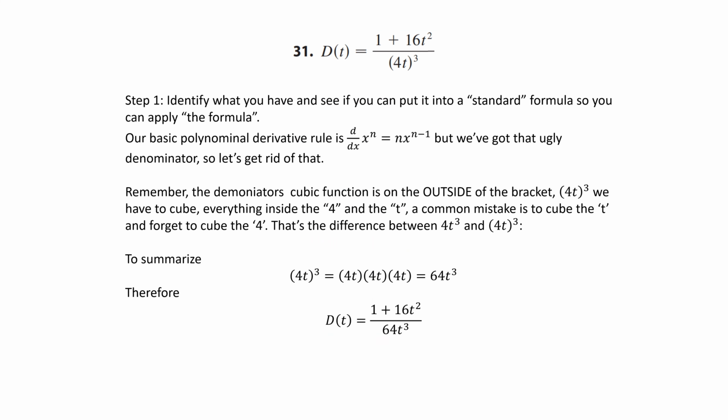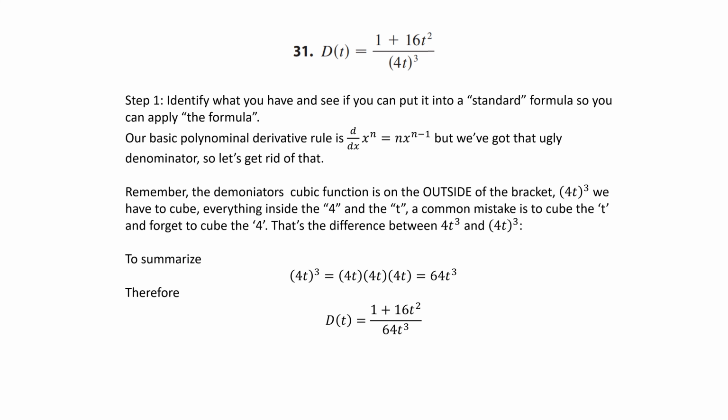jump right into it. As you can see, when you look at the problem on the bottom, there's the (4t) cubed in brackets, and that's basically what's preventing us from using our basic polynomial derivative rule. So we've got to get rid of that ugly denominator, so let's try and get rid of that.